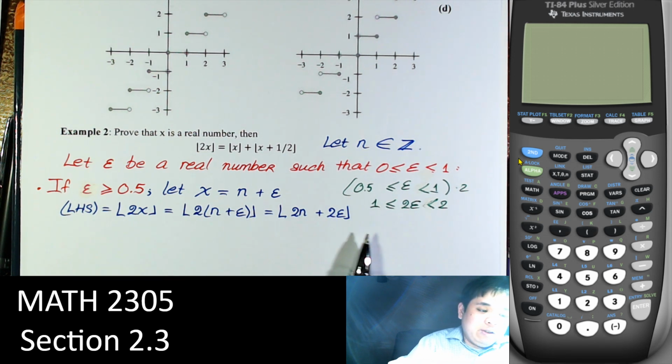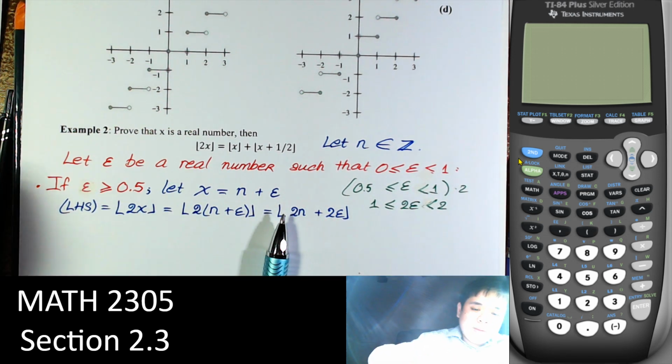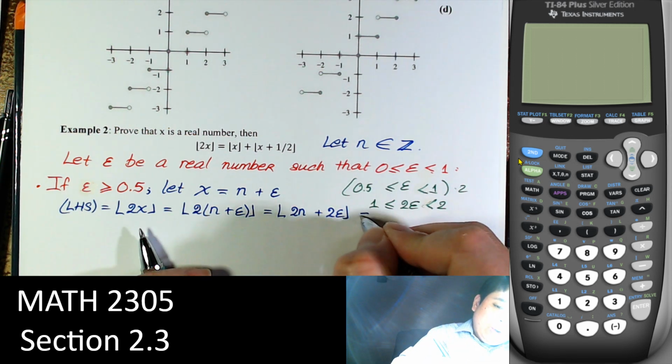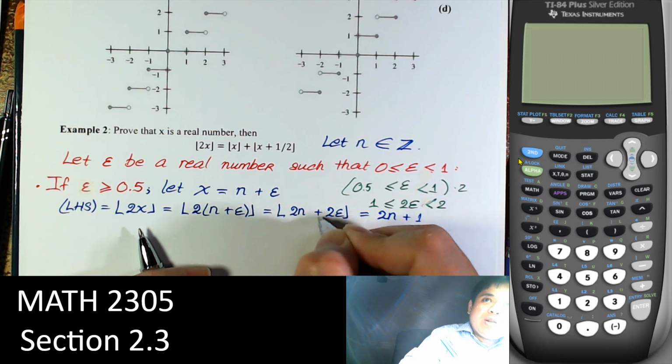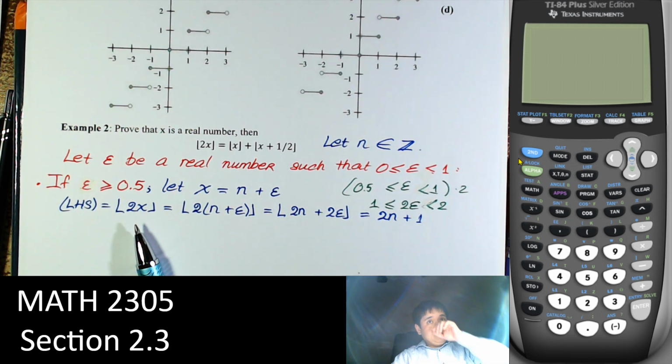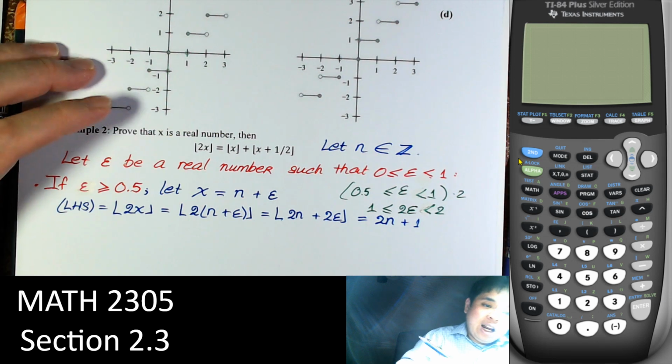So this gives us 2n plus 1, because this is just plus 1 to it. It's between 1 and 2, so it cannot be 2. If it's 2, we have to round up, but it's not. So still just 2n plus 1. So that is the left hand side.